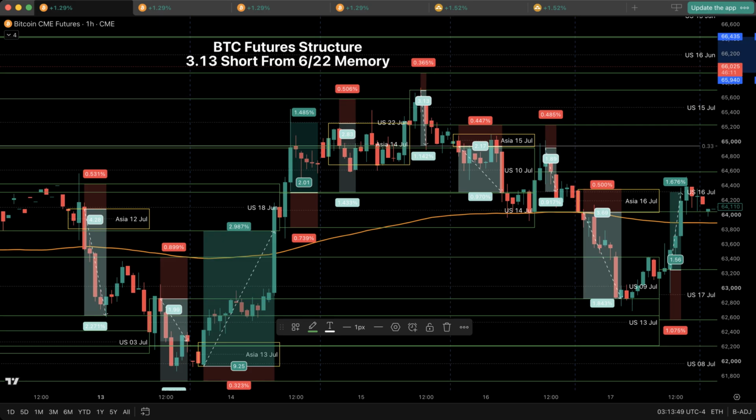Now build the short. Short entry line: July 15th U.S. session upper boundary. Stop loss line: June 16th U.S. session lower boundary. First take profit line: July 15th U.S. session lower boundary. First trailing take profit line: June 22nd U.S. session lower boundary. Risk-reward ratio: 3.13.